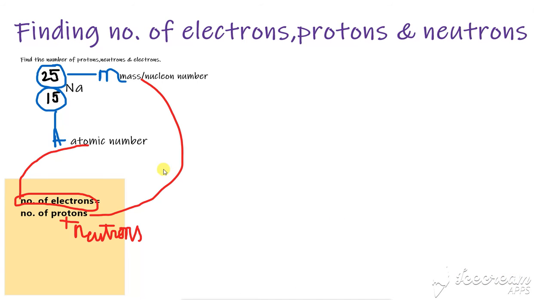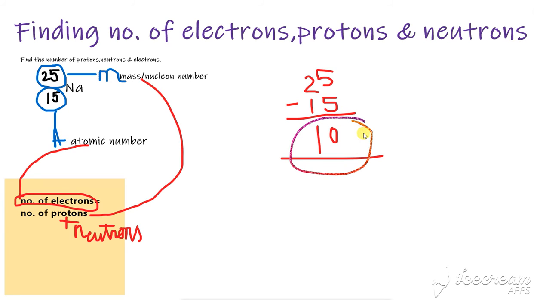As we already know that the number of electrons is always equal to the number of protons, so this is the number of neutrons and protons summed up. So as we know that electrons are 15, it means that protons are also 15. So 25 is the mixture of neutrons and protons. So we know how many protons there are, and then we have to subtract. 5 minus 5 is 0 and 2 minus 1 is 1. So the answer comes 10. So it means the number of neutrons is 10.